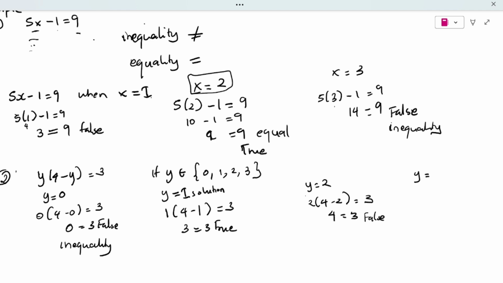So what if y is equal to 3? When you put 3 here, 4 minus 3 is 1. Then 3 is equal to 3. This is true. So we have two solutions here. For the value of y, it has to be 1 and 3 to be able to solve this. If you have these two, then you're good.